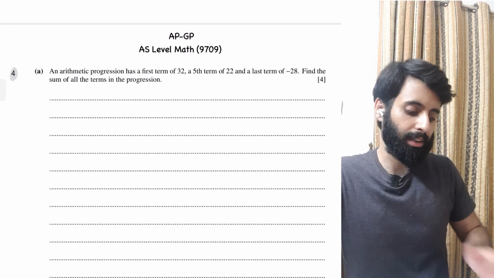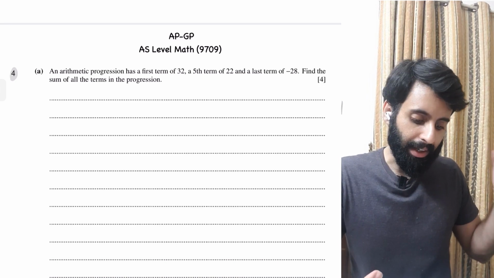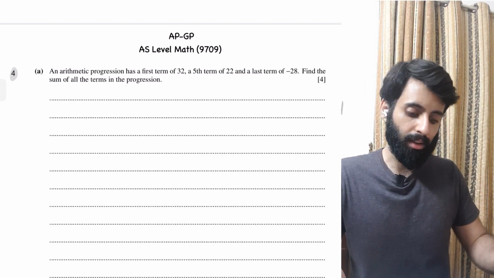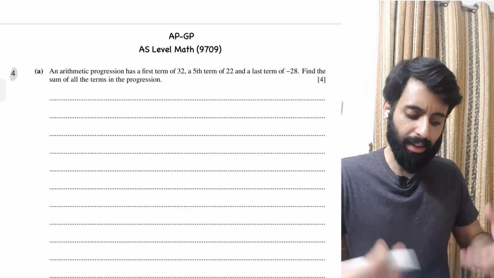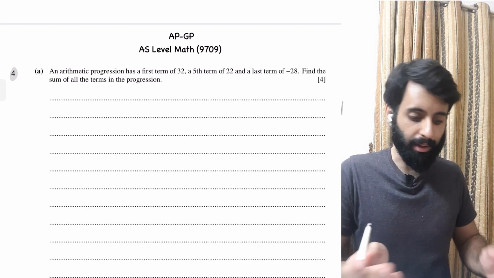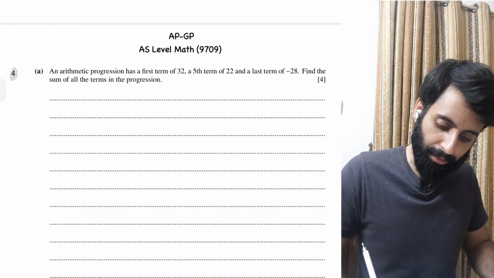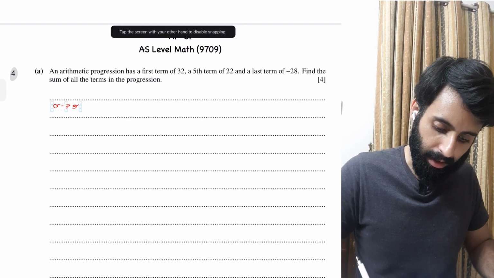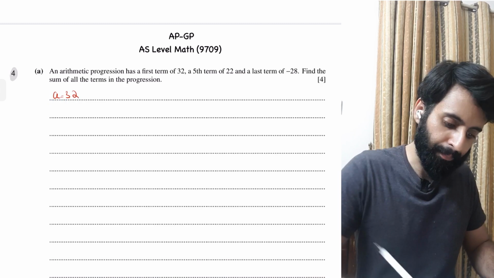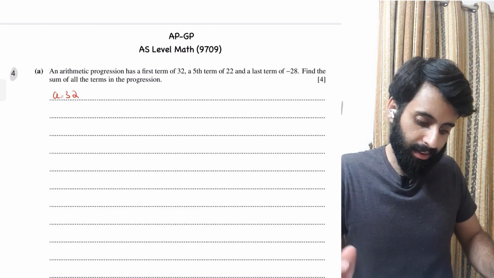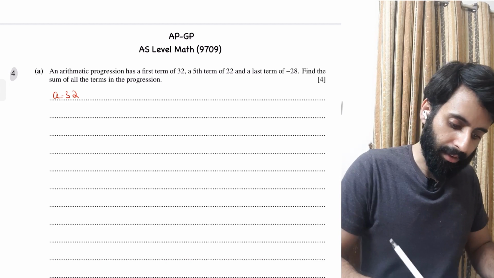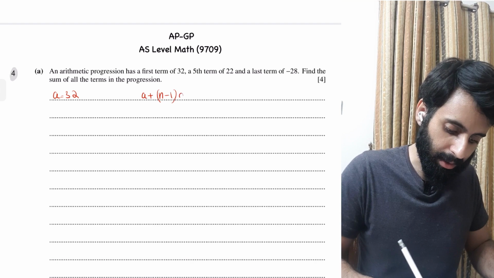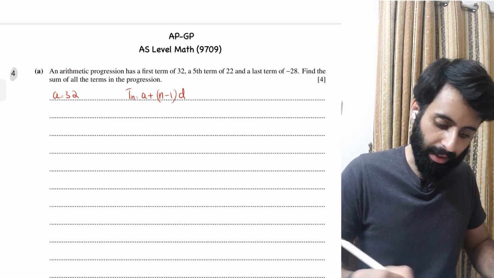So one thing that I like to do is first read the question all at once, and then read it again and break it down and extract all the important information from it. When it says first term of 32, that instantly tells me that a is equal to 32. I should probably start from the first line so that I don't end up running out of space. And then it says fifth term of 22. The formula for calculating the nth term is a plus n minus 1 times d.